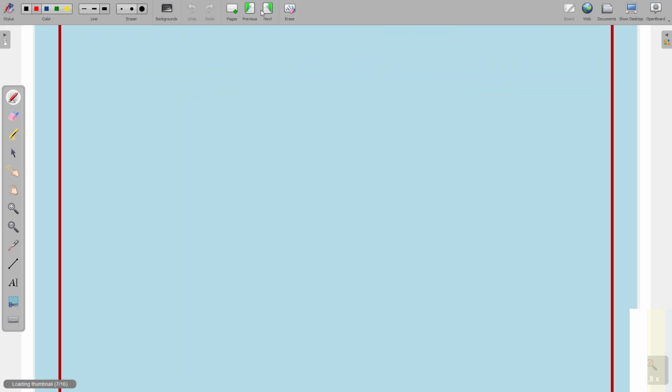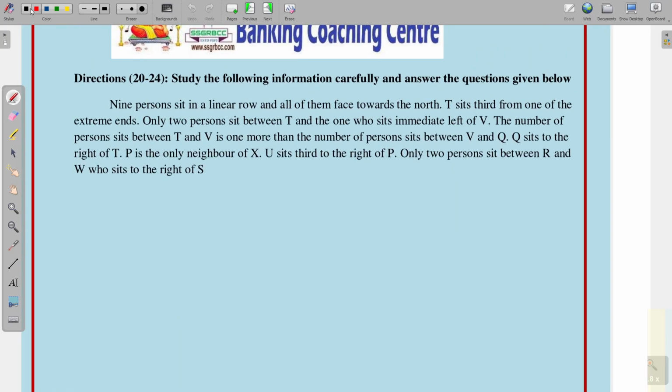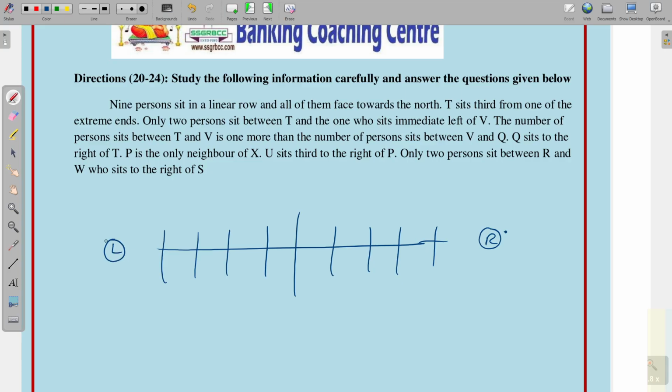Next, nine persons sit in a linear row, all of them facing north. So a total of 9 persons are there: 1, 2, 3, 4, 5, 6, 7, 8 and 9. This is the right side, this is the left side. T sits third from one of the extreme ends. Only 2 persons between T and the one who sits immediate left of V. So here this person, E, is placed immediate left of V.